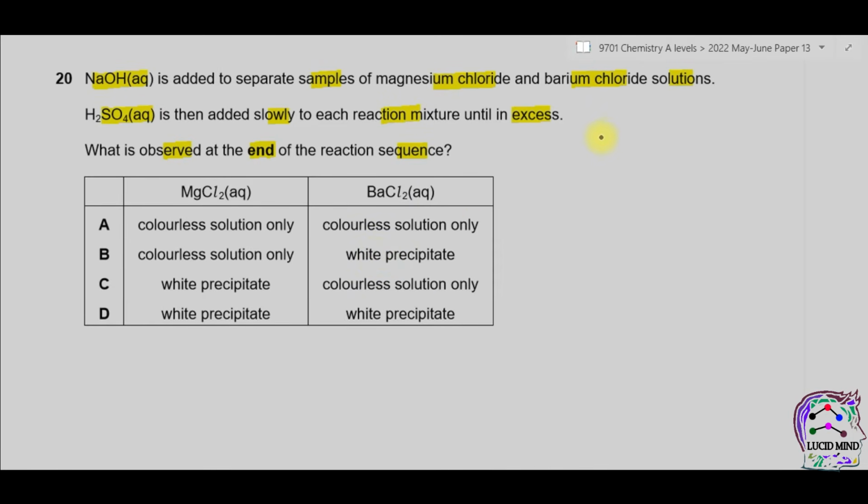Let's do the reactions. We have magnesium chloride on one side, barium chloride on the other side. Let's first react them with sodium hydroxide. So magnesium chloride will form sodium chloride, which is soluble, and magnesium hydroxide. Solubility of magnesium hydroxide is less, so it will be in solid form, and this one is white precipitate.